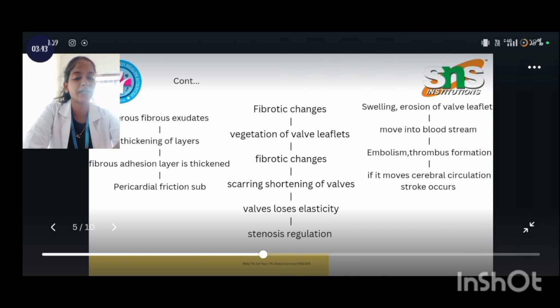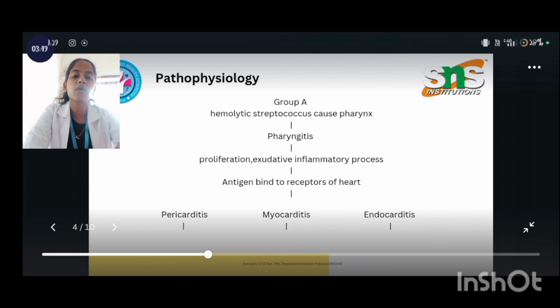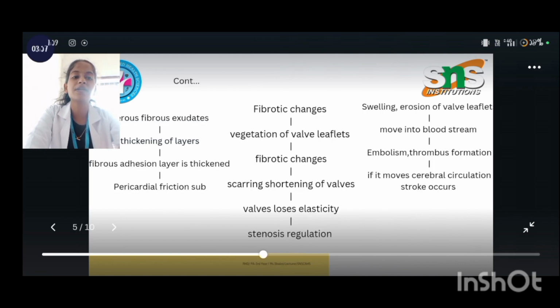Okay, so next, endocarditis. What is meant by endocarditis? In the same way, infection and inflammation of the endocardium layer is called endocarditis. Under endocarditis, there is swelling and erosion of the valve leaflets. It is the final stage of rheumatic heart disease. The swelling and erosion move into the bloodstream, and embolism and thrombus formation are present. If it moves to the cerebral circulation, stroke occurs.